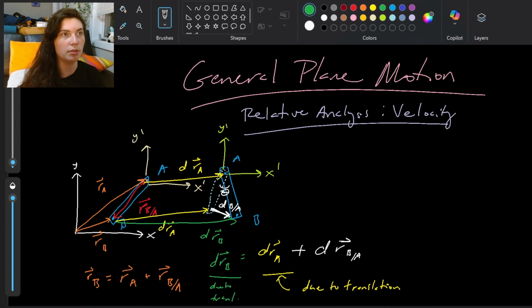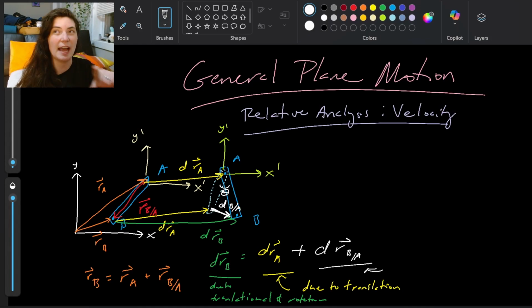So it's capturing both. The movement of B captures both the translation and rotation. Whereas this little change in R of B with respect to A, the rotational movement, because originally our RB with respect to A, even though that length doesn't change, the actual magnitude of AB isn't changing, the direction is, because it's moving through that rotation. So really, it's representing just the rotational aspect of the movement.